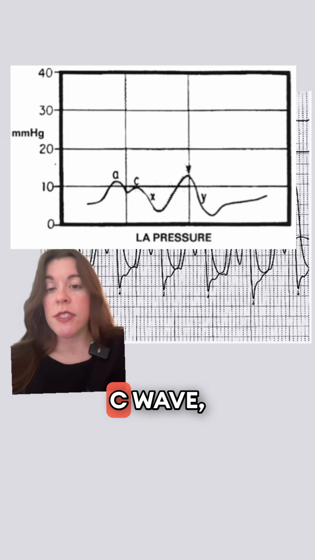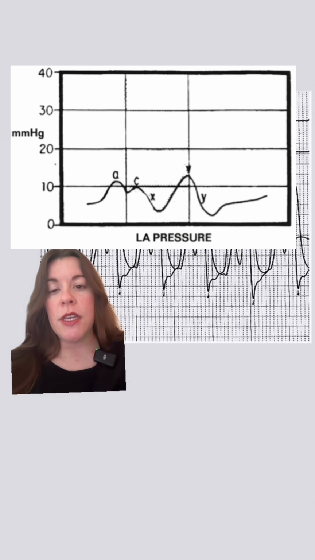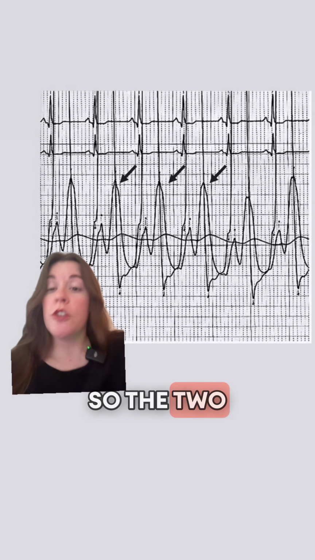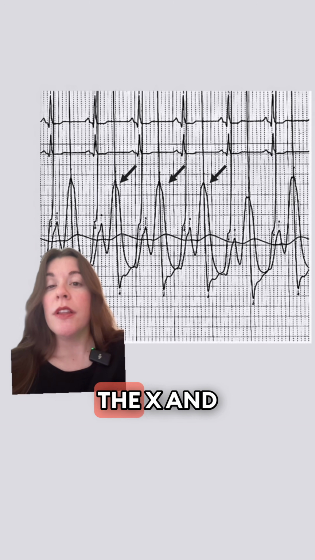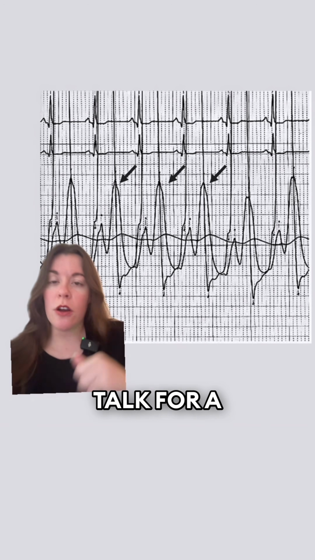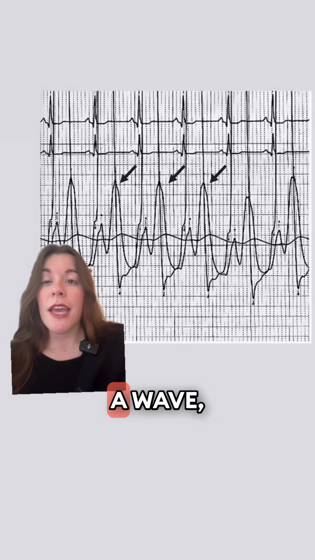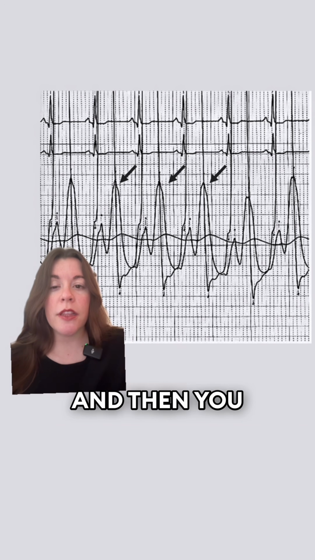You have the A wave, C wave, which you can't really see, and then V, and then in between you have the X descent and the Y descent, the parts that are coming down. So the two peaks are what we're interested in right now. The X and the Y descent will tell you about cardiac tamponade, constrictive pericarditis, but that's a talk for a different day.